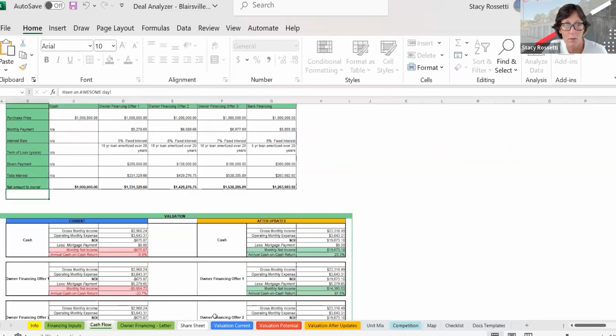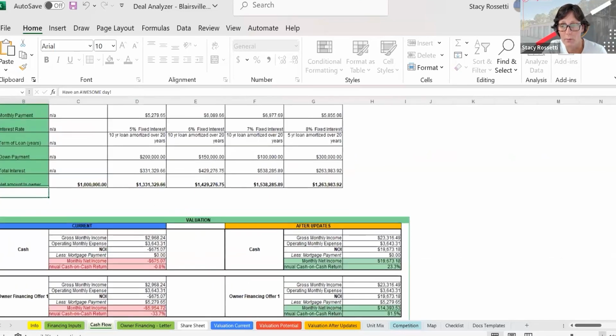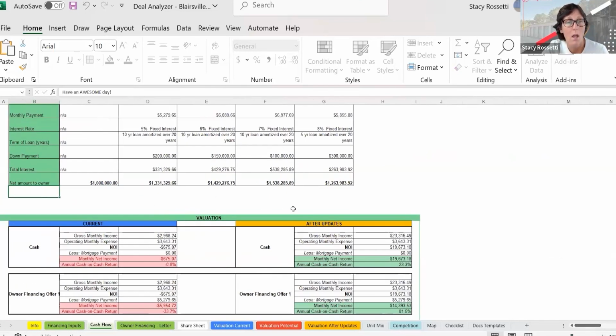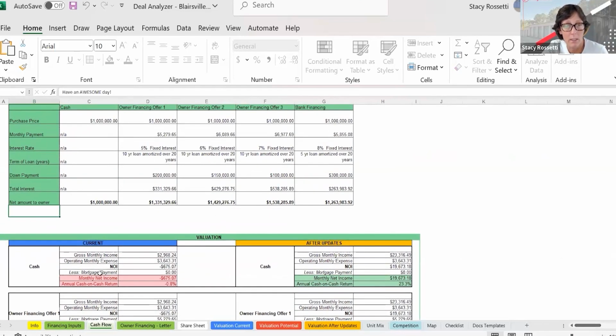Okay, so then you look at the cash flow, right? So you could see here, this is the cash flow tab, which is really basically the first top right here is what's showing you what's going to go onto the magic letter. The magic letter is where we spell out these are our offers, right? Our purchase price, our monthly payment, our interest rate, our terms of loan, our down payment, our total interest, and our net amount to the owner.